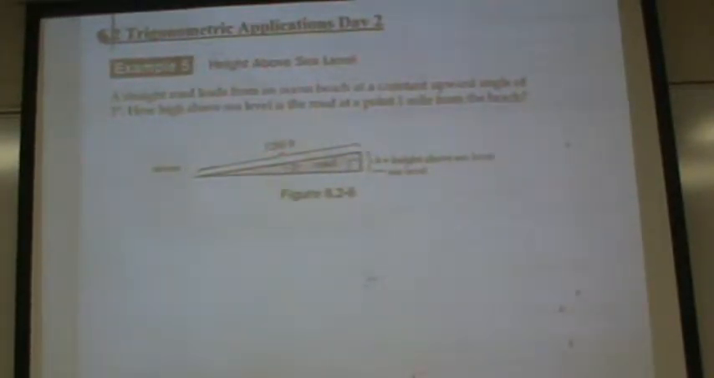Alright, so today we're doing 6.2 day 2, and these are all story problems. So example 5: a straight road leads from an ocean beach at a constant upward angle of 3 degrees. How high above sea level is the road at a point 1 mile from the beach?